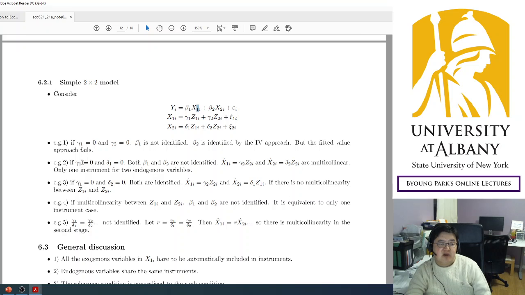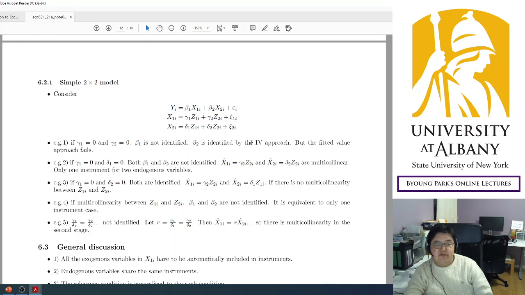The second example: gamma 1 is 0, delta 1 is 0. So now this is 0, this is 0. In this case, the problem here is z1 does nothing. So z1 does nothing in both equations, so z1 is useless. It does not do anything. You may simply erase this and this. Then in the system of equations, z1 has no role at all. It does not do anything. So obviously, beta 1 and beta 2 are not identified.